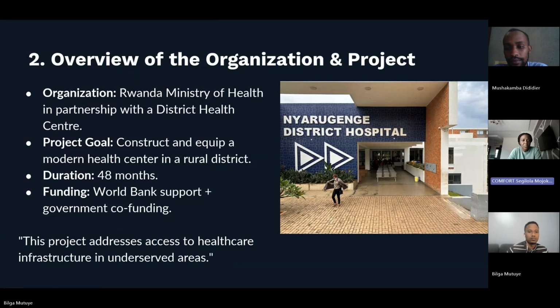Our organization will be in partnership with the Rwanda Ministry of Health, and our project objectives, our project goals will be to construct and to equip a modern health center in the Royal District. So as we all know, a project has a duration or has a lifespan or has a scope. So we'll be having 48 months for us to be able to accomplish this project, and we'll be having our funding from World Bank support and from government co-funding. So this project addresses access to health infrastructure in underserved areas.